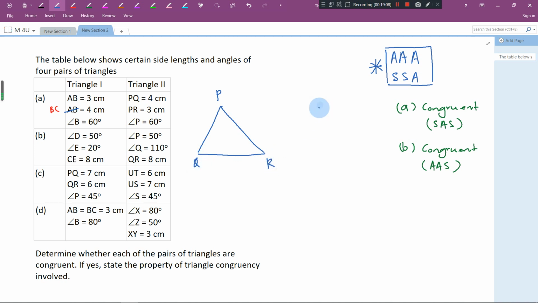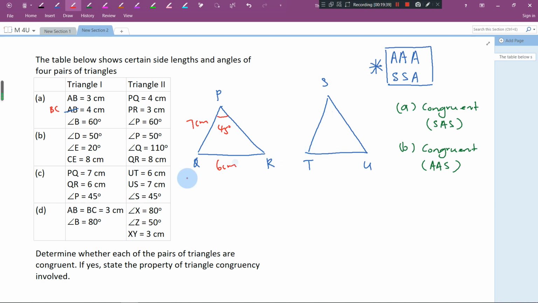PQR, and another one will be STU. In STU, we have vertices S, T, and U. Next, we just fill in all the information given by the questions. PQ is 7 centimeters. QR is 6 centimeters. And angle P is, where's angle P? Here, 45 degrees.